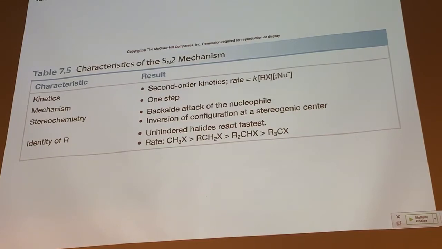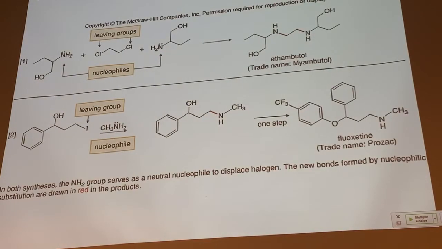So SN2 reactions are very common both in the lab and in our bodies and in other living systems. So they occur in flasks and they occur in biochemistry. This slide here shows you a couple of SN2 reactions that are used to produce pharmaceuticals. Ethambutol is an anti-tuberculosis drug. And this example shows us that if we have a molecule with two leaving groups, it can undergo two SN2 reactions. So we would have two equivalents of this amine reacting with our dichloride, giving us this final product.